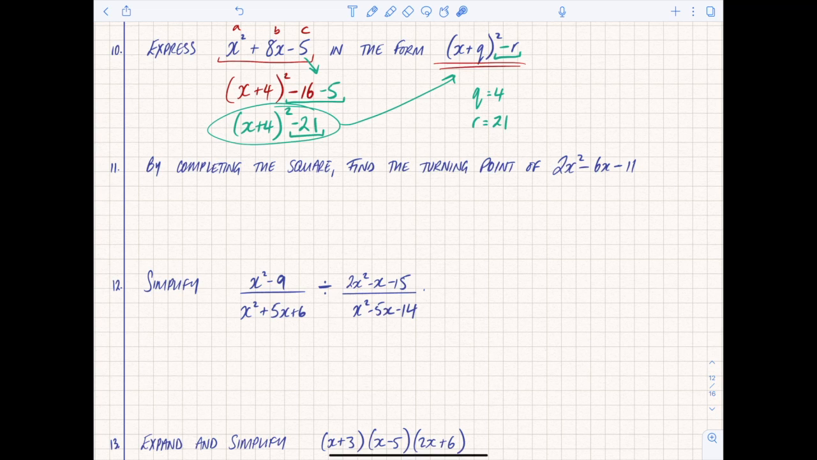So again, if you're not 100% sure on completing the square, go back and watch the video I've done in the description. But half your B value, put it in brackets, square that number. So 4 times 4 is 16. Always turn it negative, and then bring down your C value. Minus 16 minus 5 becomes minus 21. So we tidy it up.